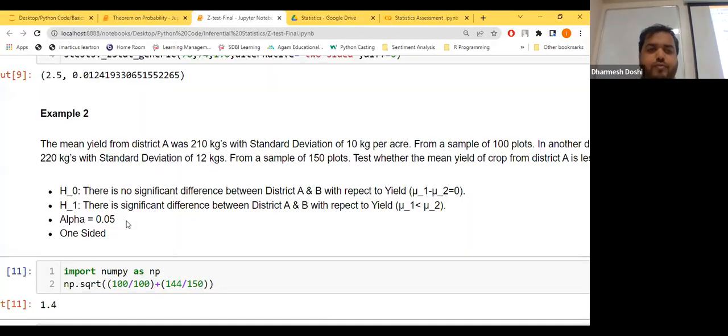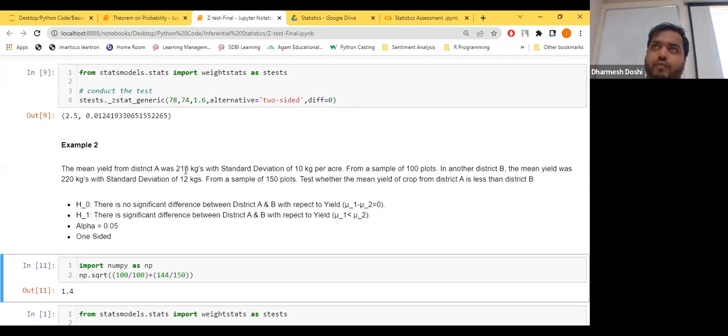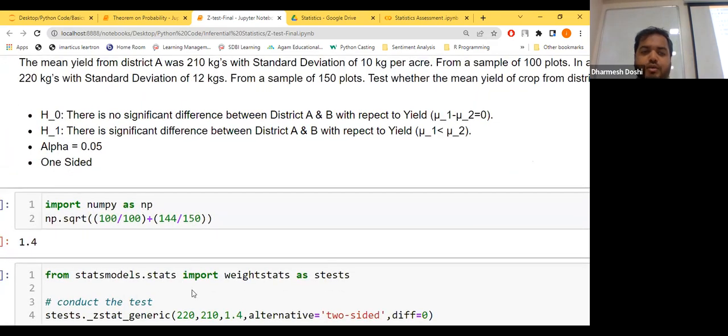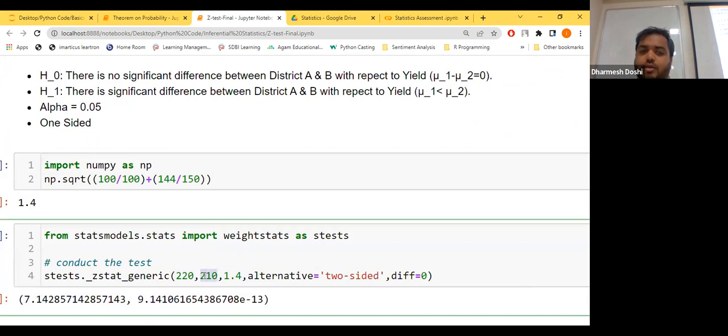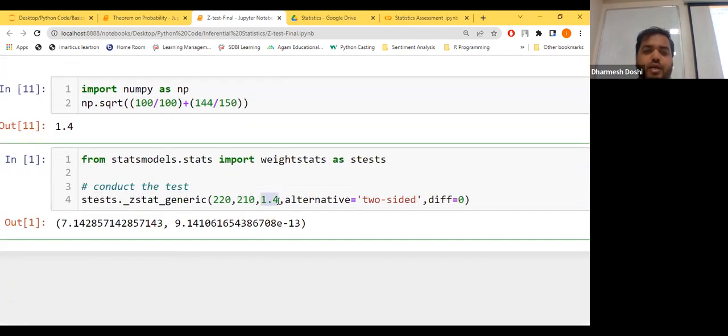Sorry guys, we just reconnected. I have just written the data, nothing I've done on screen. So in the second example we have taken the mean yield of two different districts, A and B, okay? And district A is less than district B. So it becomes strictly one-sided, okay? First we write the mean, second mean. Standard deviation we have to compute this way: 10 square divided by 100, 12 square divided by 150, which is 1.4. This becomes the standard error.